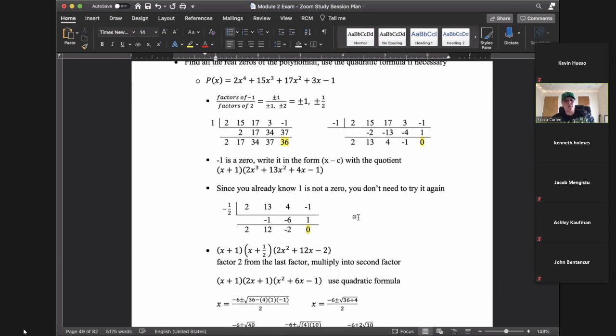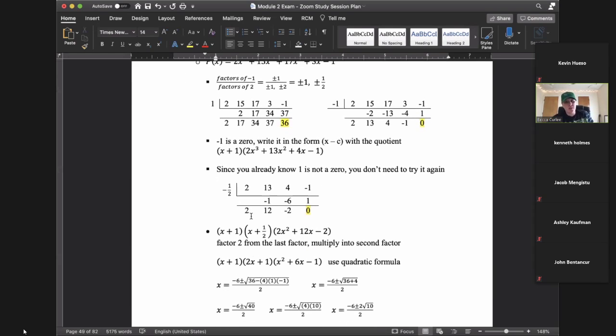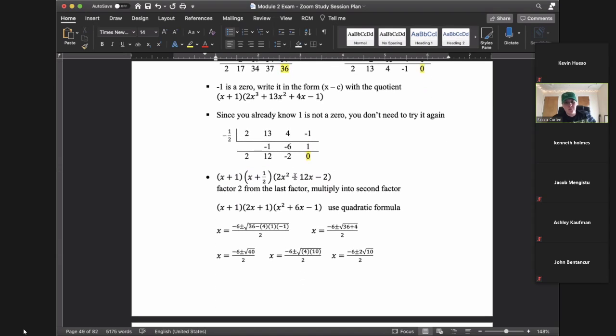So we're going to start with -1/2. We'll try -1/2, and divide -1/2 into this. And it is a zero. So we've got x plus 1 times x plus 1/2 times 2x squared plus 12x minus 2. You can factor out 2 from the last factor and multiply it into the second factor. This is if you're trying to completely factor appropriately. If we factor out a 2, this becomes x squared plus 6x minus 1. Then we take that 2 and multiply it into x plus 1/2, which gives us 2x plus 1.